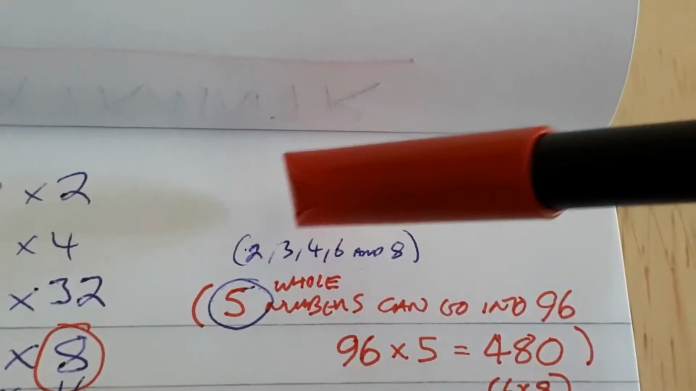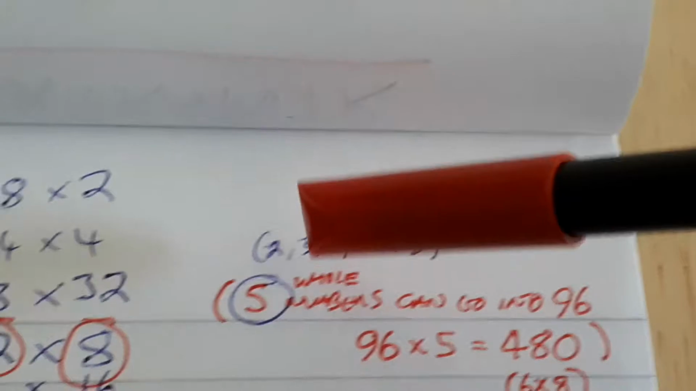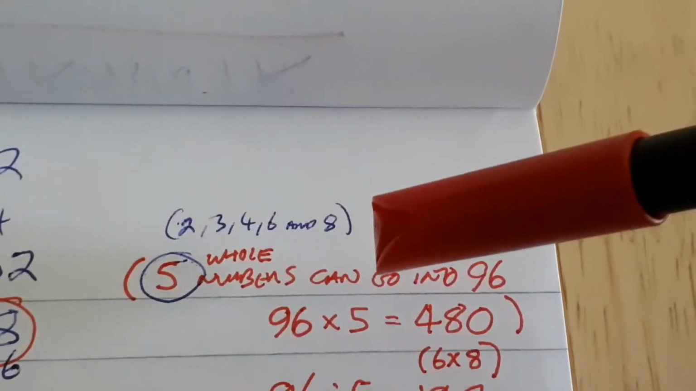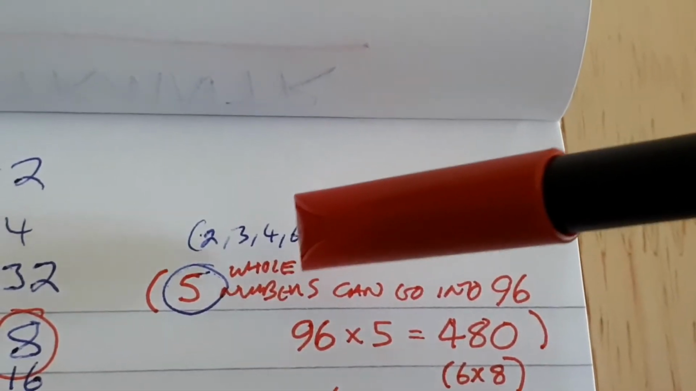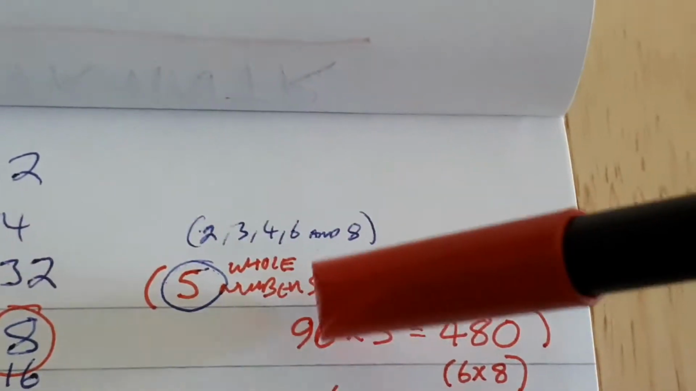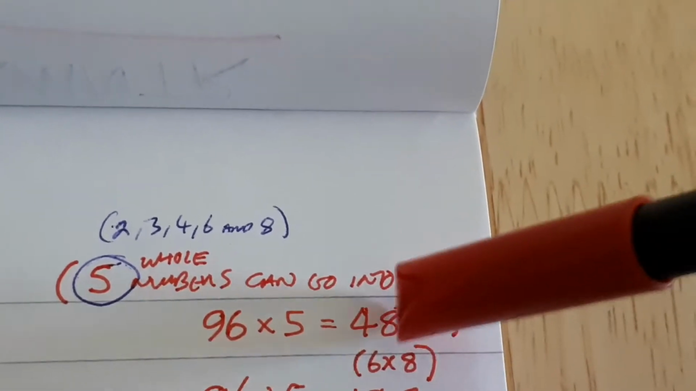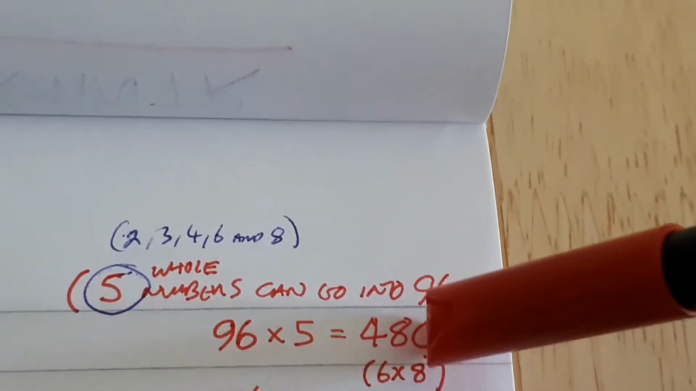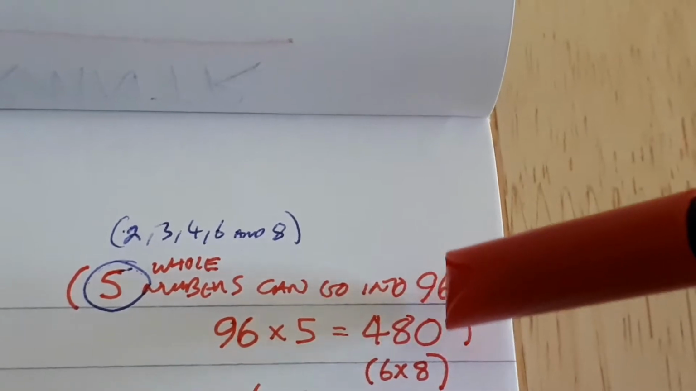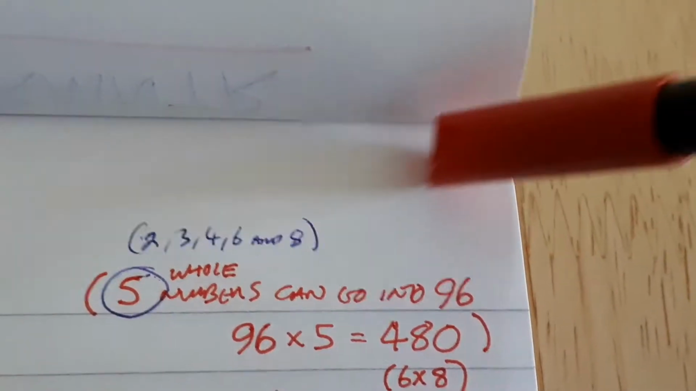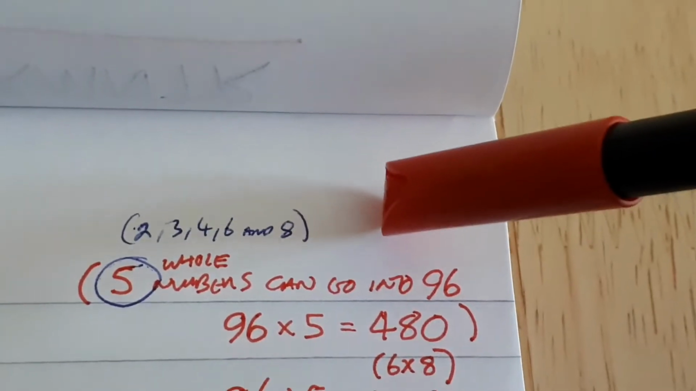Those numbers 2, 3, 4, 6 and 8 can be divided equally into 96. So 5 whole numbers, times that by 96, you get 480, which is 6 times the 8. Drop the 0, 6 8s, 48. So it's the time being times by the 6 number.